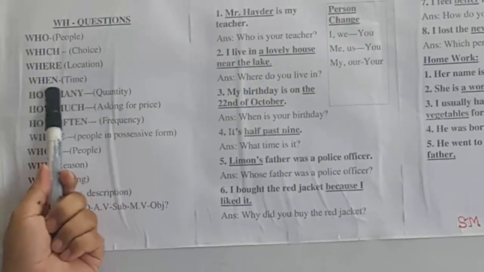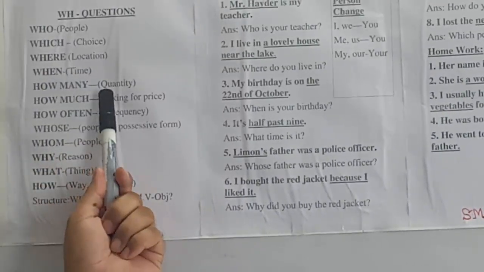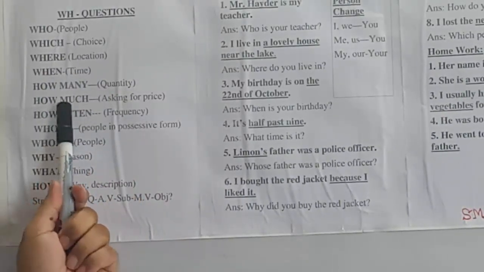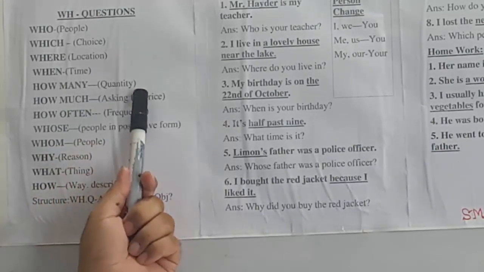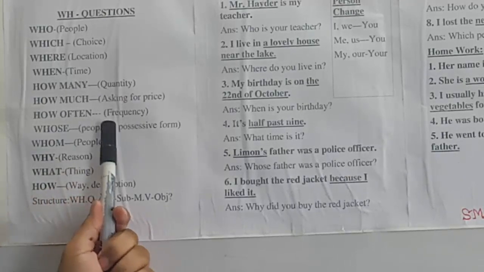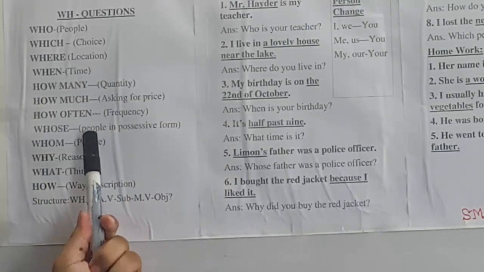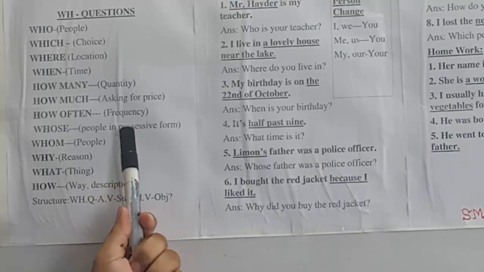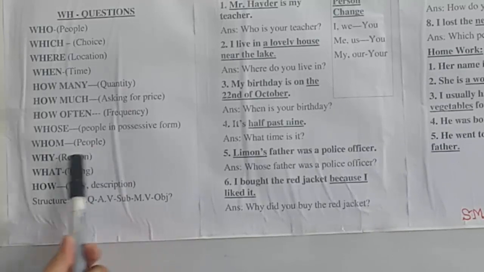Next one is when, the adverbial of time, it refers to time. How many, it refers to quantity. How much, it is usually used to ask for price. How often, it denotes frequency. Whose, it also indicates people in possessive form. Next one is whom, it also indicates people.